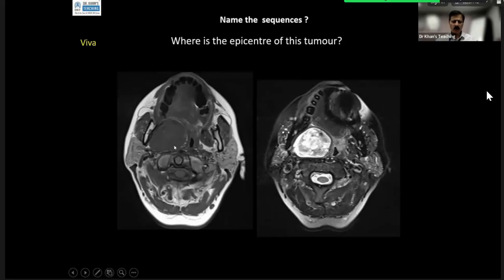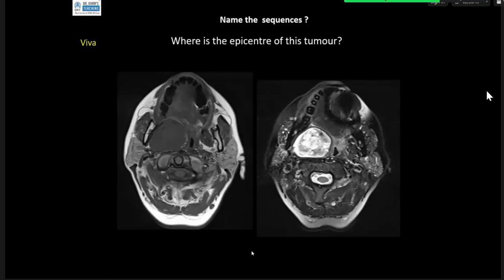So what is your differential? You did tell us your differential, but now I have placed it in the masticator space. In the masticator space, the most common lesion is an abscess. However, this appearance is not typical for an abscess. Other differentials include neoplasms arising from the muscles of the masticator space, like rhabdomyosarcoma or other types of sarcoma, or lesions arising from the bone. However, I see the bone here intact. Neurogenic tumors are also a differential here, like schwannoma.